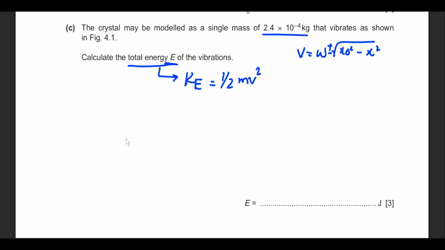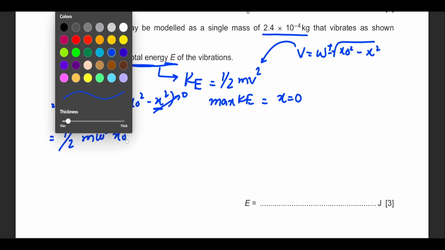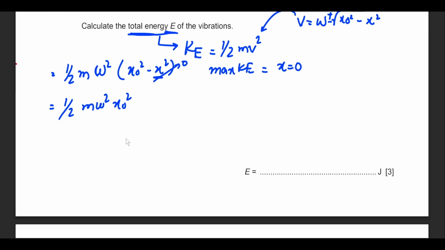So let's replace this over here and we get our new formula, which is 1 over 2 m omega square, bracket x naught square minus x square. Since I'm looking for maximum kinetic energy, because I'm looking for the total kinetic energy, the x becomes 0. This part becomes 0. So really I'm left with the equation half m omega square x naught square, or the amplitude square. So it's just a matter of replacing values.